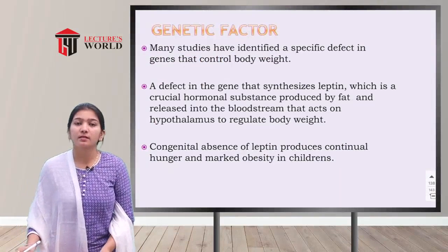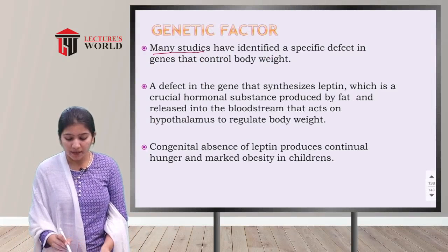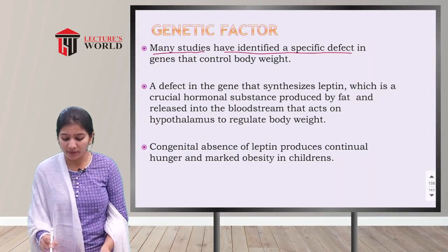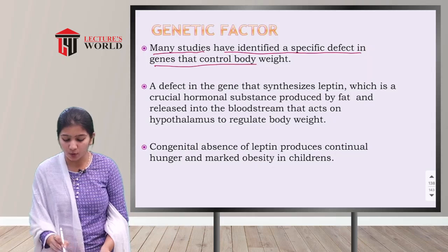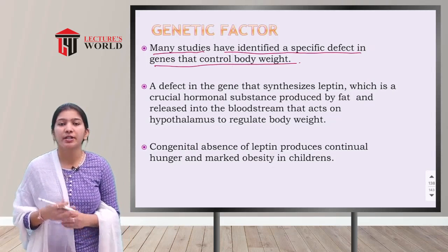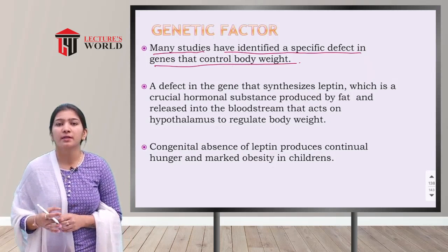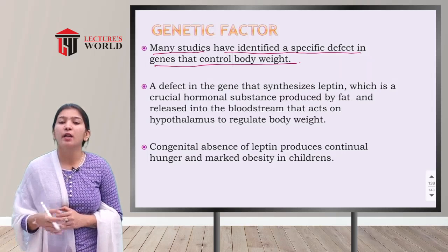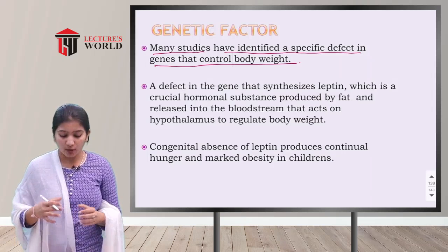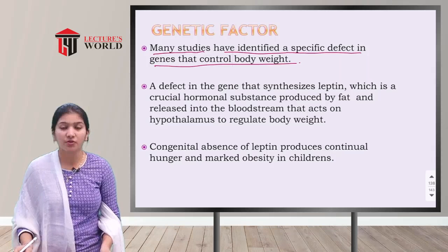First we discuss the genetic factor. Many studies have identified specific defects in genes that control body weight. As we all know, obesity is a hereditary disease. If both your mother and father have obesity, then there is an 80% chance that their children will become obese. So obesity and weight depend on hereditary or genetic factors.